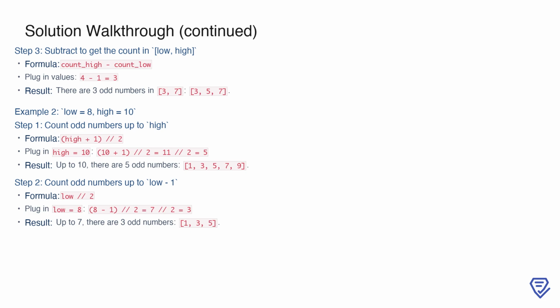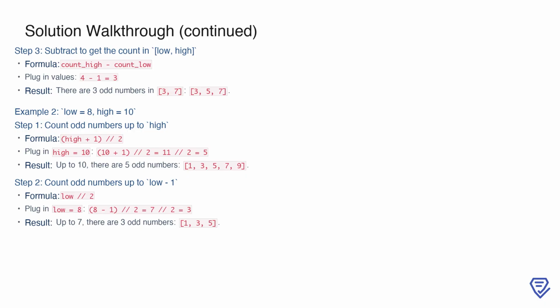Let's look at another example where low equals 8 and high equals 10. Again, we first count the odd numbers up to high using the formula (high + 1) / 2. Substituting high equals 10, we calculate (10 + 1) / 2, which equals 5. This means there are 5 odd numbers up to 10: 1, 3, 5, 7, 9.